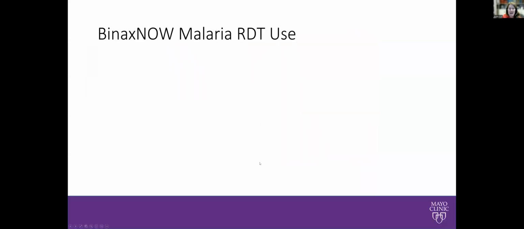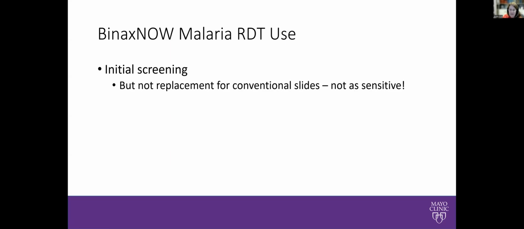So how would you use the Binax rapid detection method? Well, it's very good for initial screening, but it doesn't replace conventional slides. It has a sensitivity for Plasmodium falciparum of about 88 to 99%, but it will miss maybe 1 out of 10 Plasmodium falciparum cases at lower parasitemia. And of course, those cases can become high parasitemia very quickly.